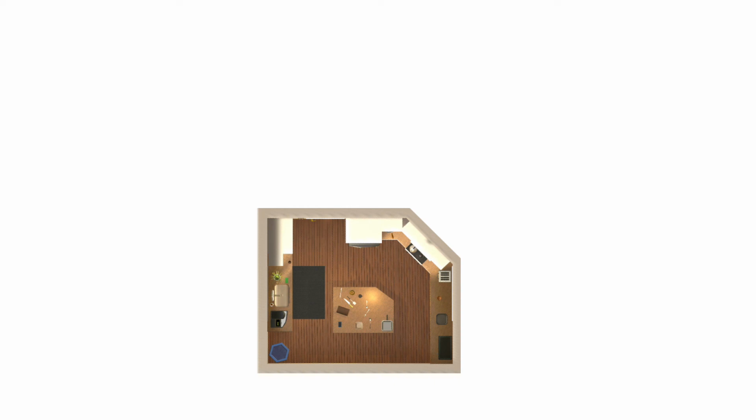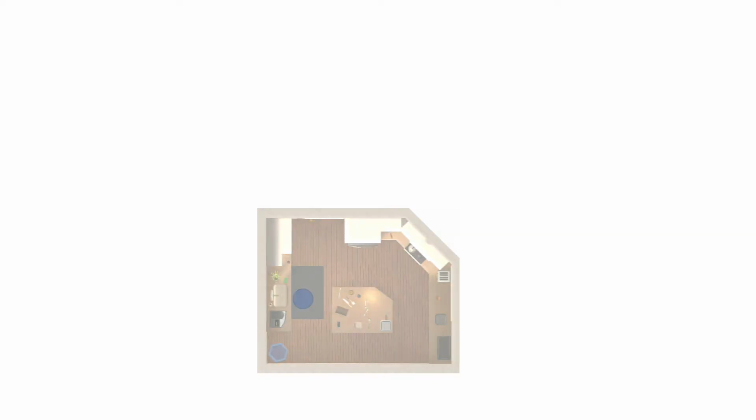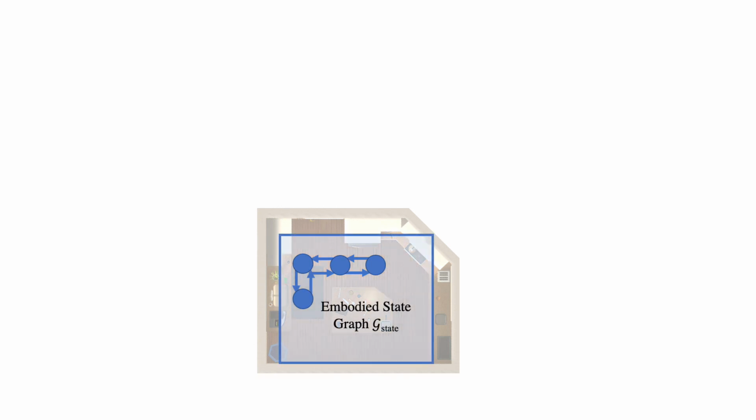Consider the top-down view of a scene for visualization only. As an agent moves, it visits various positions in the map, which we call states. Here, they are visualized as blue circles. The transition between these positions are mediated by the agent's known executed action. Transitions between states are visualized as arrows. We call this collection of states and transitions the embodied state graph.